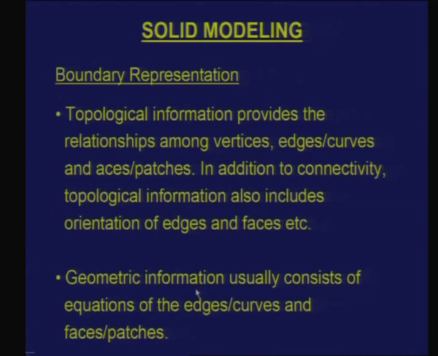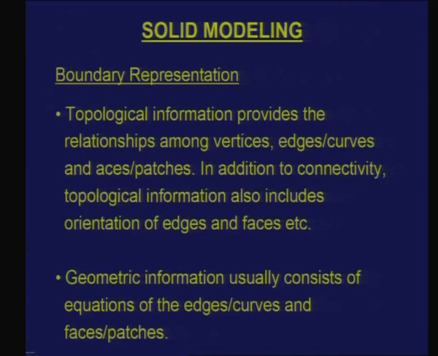Suppose I say that I have a surface 1 and surface 2 having a common curve which is called curve 1. So that is my topological information. But what exactly is curve 1? What is its equation, or what are the data which are needed to generate this curve, becomes a part of geometry. So these two are separated and stored separately in a boundary representation.